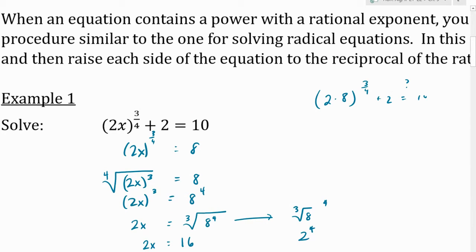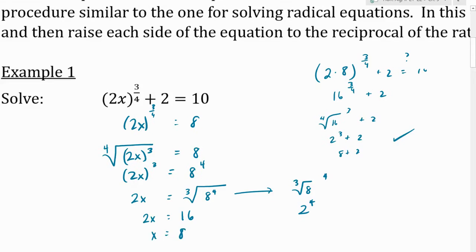Let's see if this is true or not. 16 to the 3/4. Again, that's the fourth root of 16, then you cube it. So it's 2 cubed, 8, and 2. Yep, that is 10. X is 8.